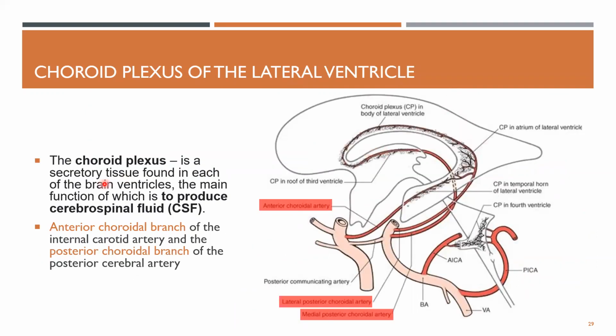Choroid plexus of the lateral ventricle. The choroid plexus is a secretory tissue found in each of the brain ventricles, the main function of which is to produce cerebrospinal fluid. Okay, your CSF is found in your ventricles. So you have your anterior choroidal branch coming from the internal carotid artery and the posterior choroidal branch of the posterior cerebral artery. Here you could see the anterior choroidal artery, and you have your lateral and medial posterior choroidal arteries. Okay, lateral and your medial posterior choroidal arteries, anterior to posterior.